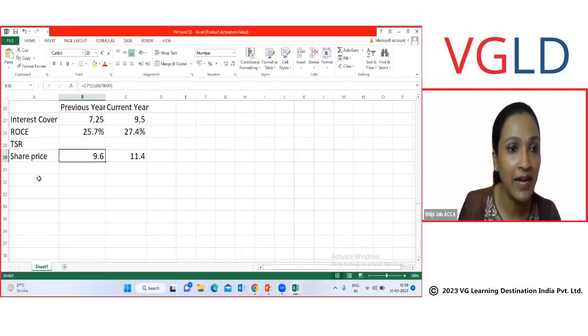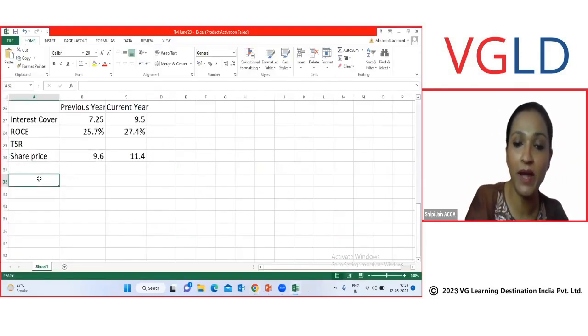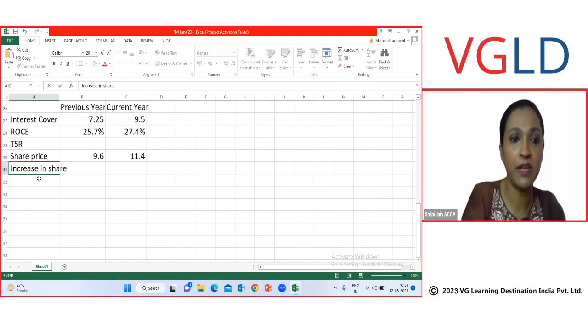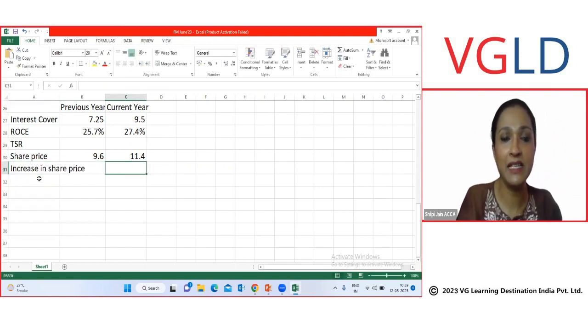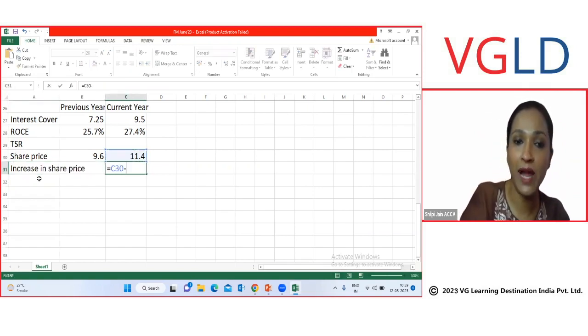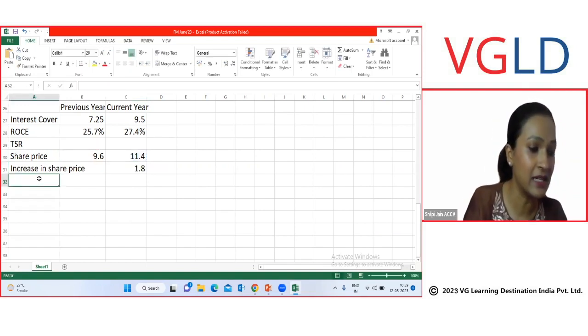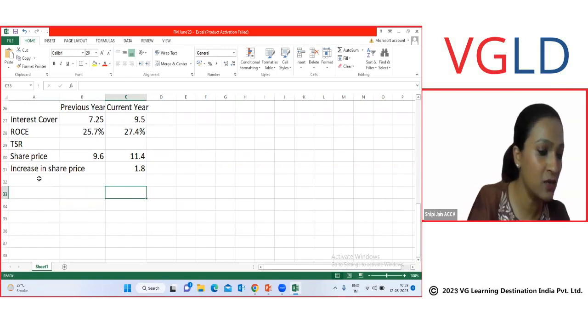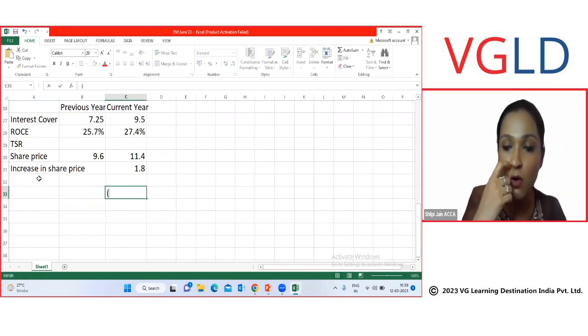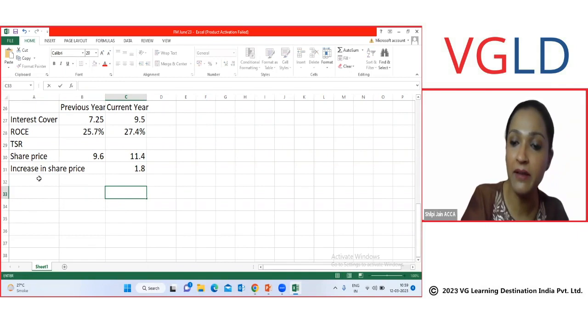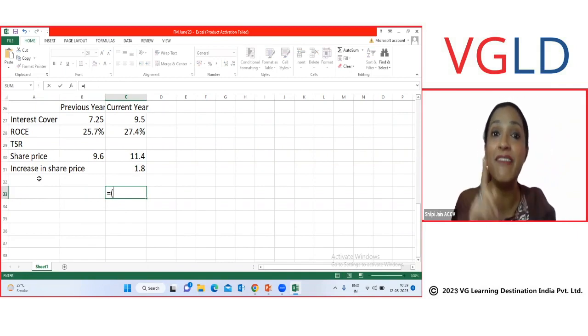Let's calculate my total shareholder returns. So I can do it directly as well, but I could calculate the increase in share price separately. It just makes it easy not to do too many calculations together and to separate them out. So how much is the increase in share price? P1 minus P0 is equal to 1.8.